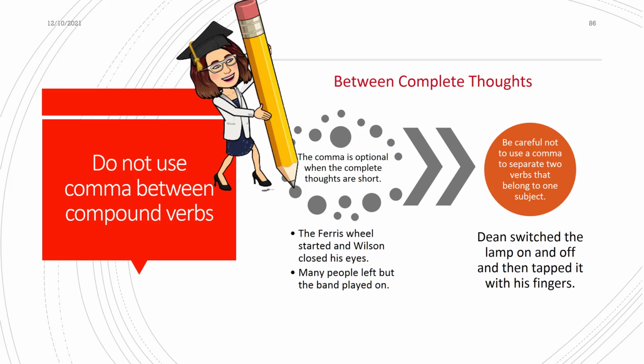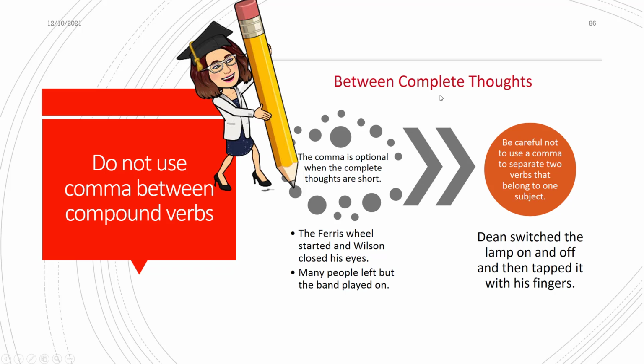Do not use commas between compound verbs. Oh, that's true. Be careful not to use a comma to separate two verbs that belong to one subject. So, Dean switched the lamp on and off and then tapped it with his fingers. The Ferris wheel started and Wilson closed his eyes. Mary left, but the band played on.